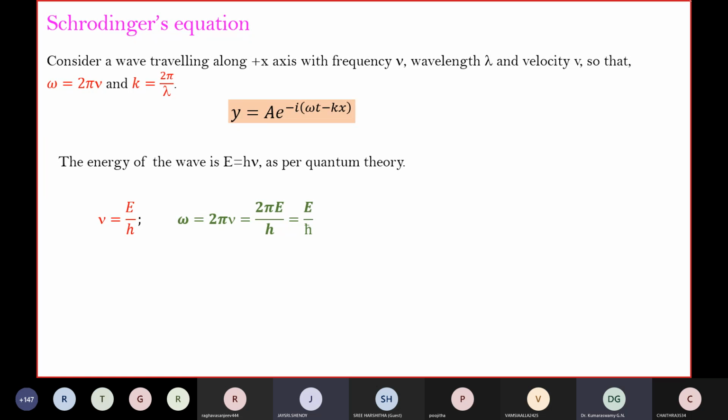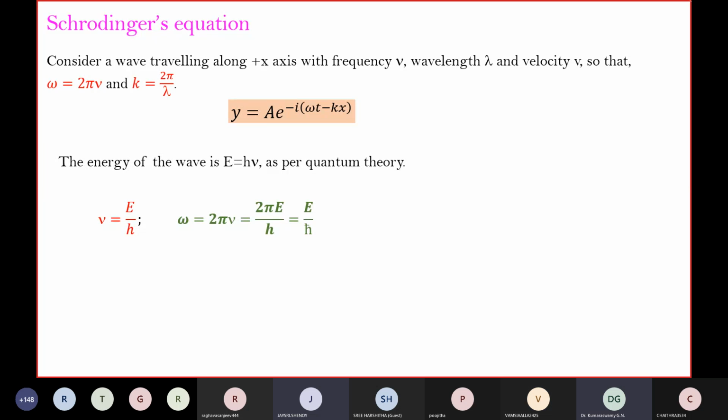Excuse me, sir. So what is A in that equation? A is the amplitude of the wave. And E? E is the exponential factor. It's a function, just like the sine function, E is the exponential function. That's it. Okay, sir. Thank you.